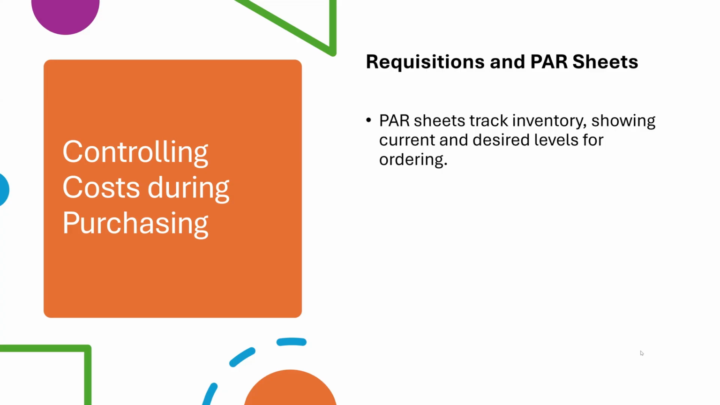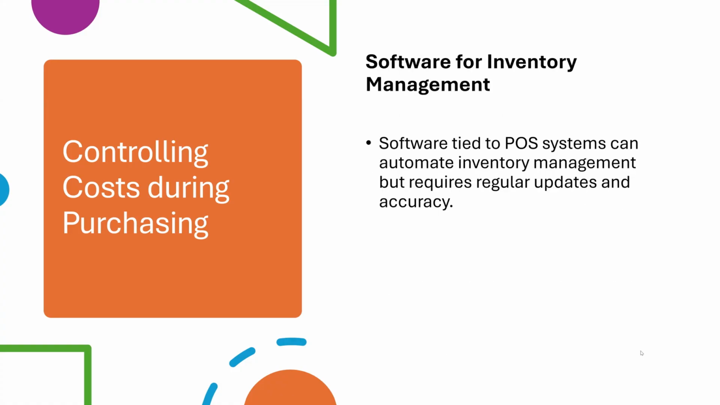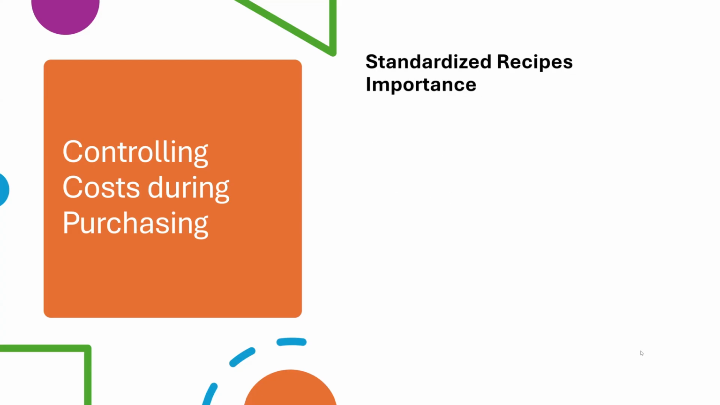So PAR sheets track the inventory showing current and desired levels for ordering. And again, these sheets could be electronic, they could be online, they could be on your point of sale system. It all could be integrated together. We know that there is certainly software. If your software is tied to your point of sale systems, that can automate some inventory management, but requires regular updates and accuracy. And we'll talk about that in a few slides about making sure that we're keeping up with our manual inventories and counting to make sure everything's very accurate.